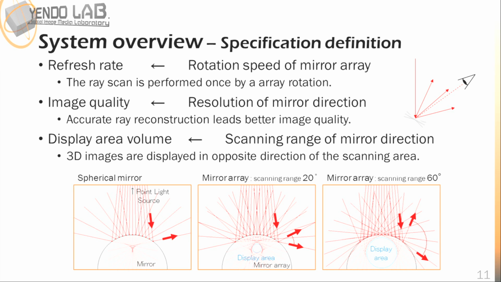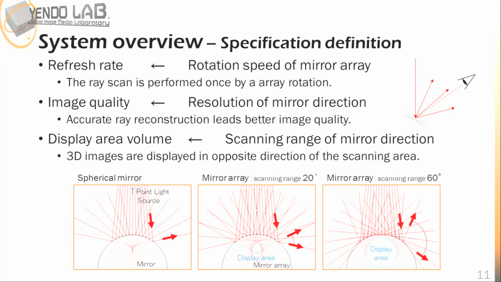Resolution of mirror direction is defined by the range of mirror array distribution and mirror number. The higher the resolution of mirror direction is, the higher the resolution of ray direction is. The accuracy of ray direction affects the image quality and smoothness of parallax.